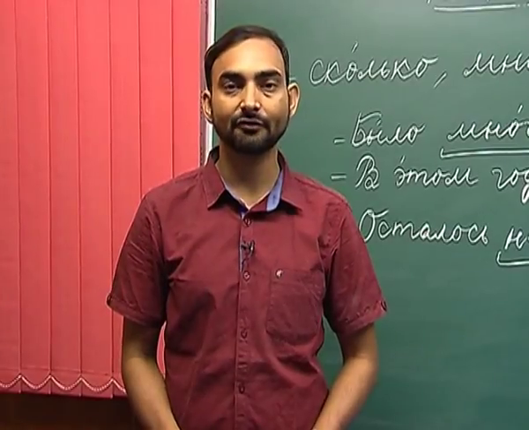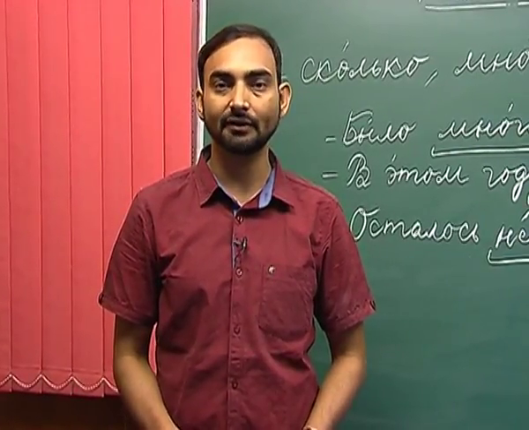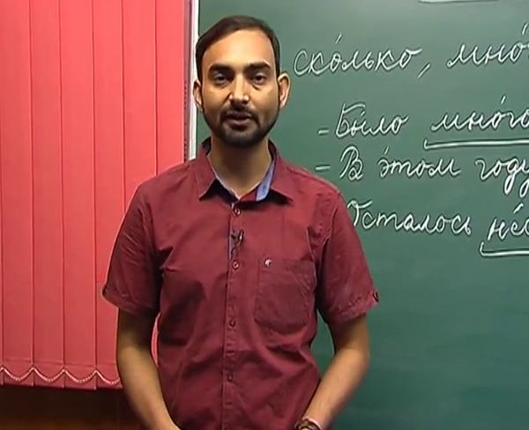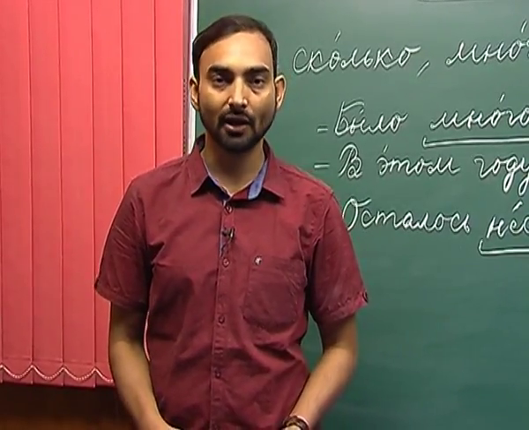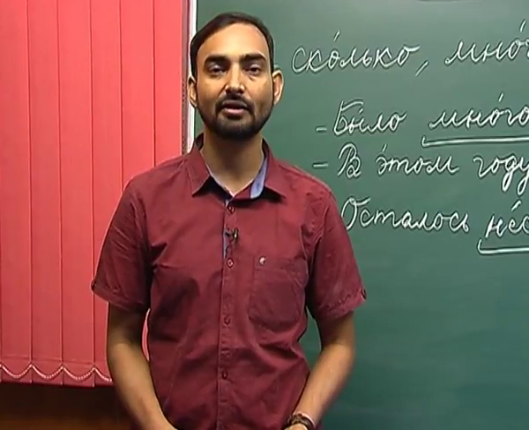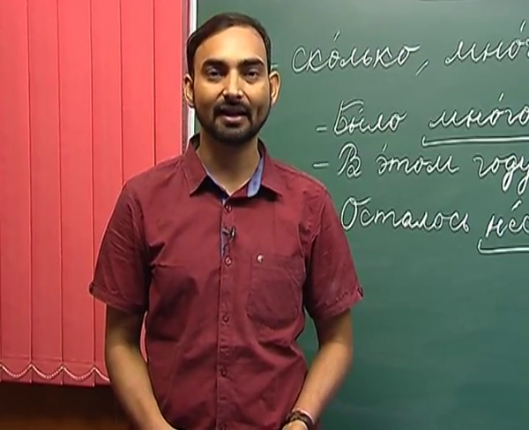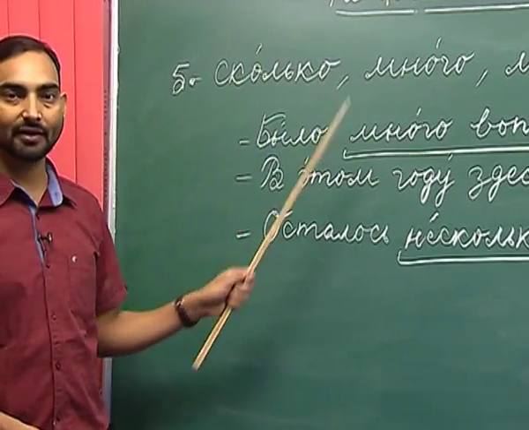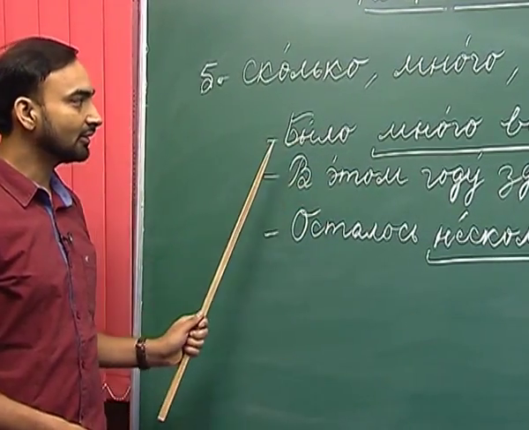The genitive case of nouns is also used after certain words which denote the relative quantity of nouns. For example, skolko, stolko, malo, mnogo, neskolko and others. Skolko, we have already done this word before. Skolko is how many or how much. Mnogo is a lot. Malo is few. Neskolko is several. Let us look at the examples where these words have been used.